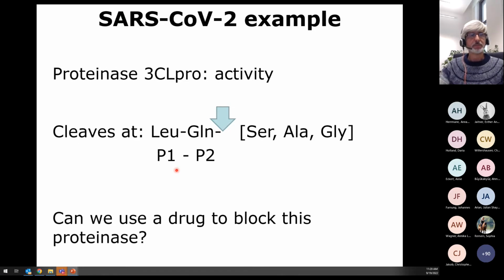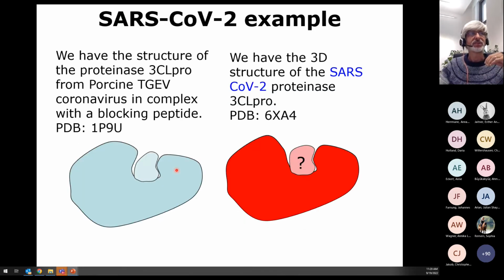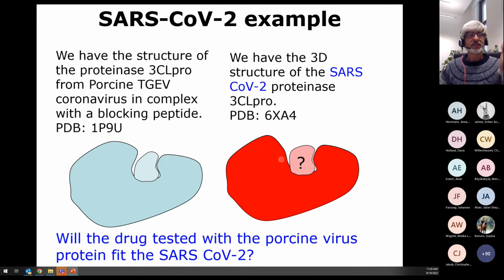I'm going to be a bit fast over here, I'm sorry. So we have the structure of the protease from the SARS virus that infects pigs, in complex with a peptide that blocks it. And we have the 3D structure of the SARS-CoV-2 proteinase. Okay, but we wonder, is the catalytic center similar enough so that this drug will work? Will it also block the protein I'm interested in?